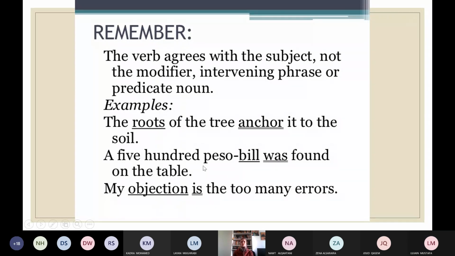Here, a 500 peso bill was found on the table. Here the verb is was. Was for bill or what? What is 500 peso, teacher? All of it is the subject? No, these are adjectives to bill. 500 and peso are adjectives to bill. Peso is like dollar or real. My objection is here: my is an adjective to objection, not the subject. So objection is the subject. You have to be aware you are not taking the modifier instead of the subject.